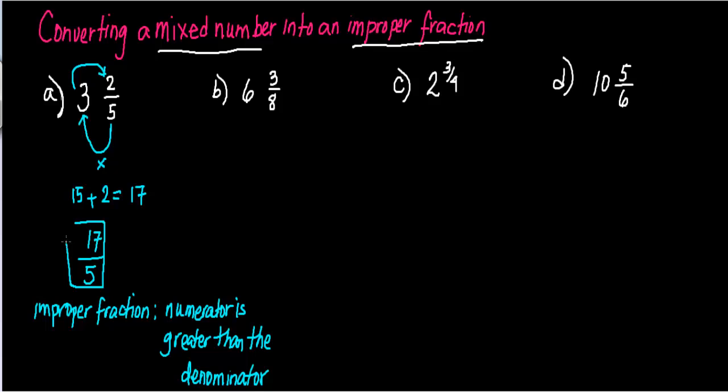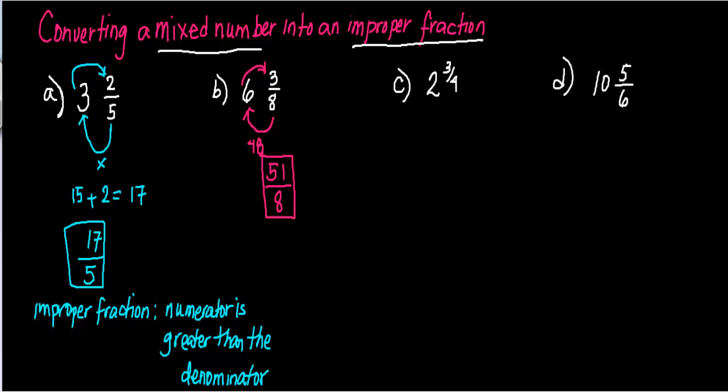Okay? Let's do letter B. Letter B says 6 3/8. I want to convert it into an improper fraction, so I'm going to multiply 8 times 6. That'll give you 48. And then 48 plus 3, that will give you 51. And 51 over 8. That would be your improper fraction for this mixed number.